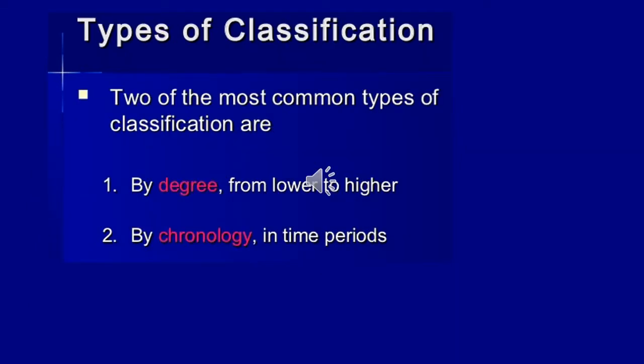In development of your classification system, in either known classifications or classifications you are creating, and as you conduct your research, you may want to consider a classification type by degree from lower to higher. You're going to give ranges, you're going to give numbers to ranges, and classify chronologically in terms of time periods.